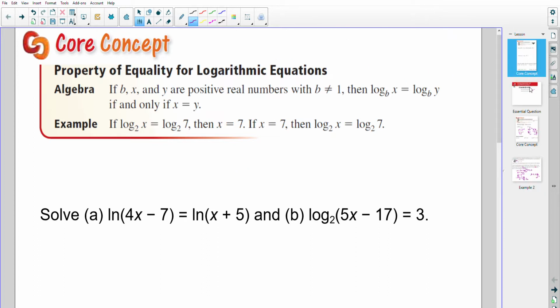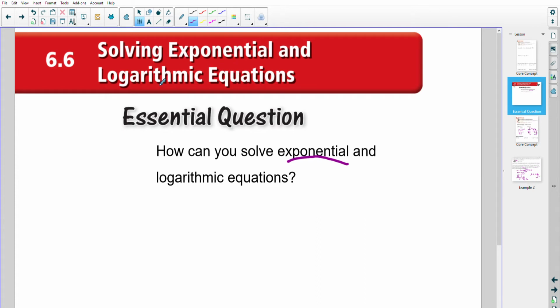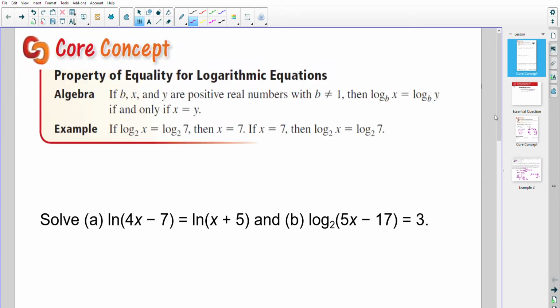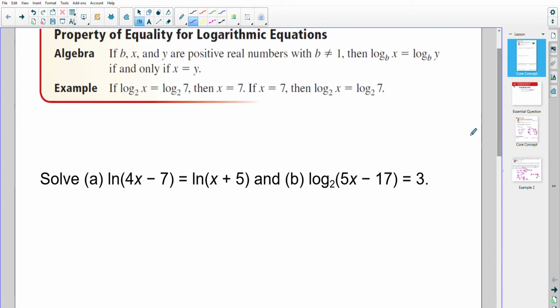The section here is solving log equations. So in order to solve log equations, you need one property. And again, this is just common sense. If the logs with the same bases are equal, then you know that x and y have to be equal.